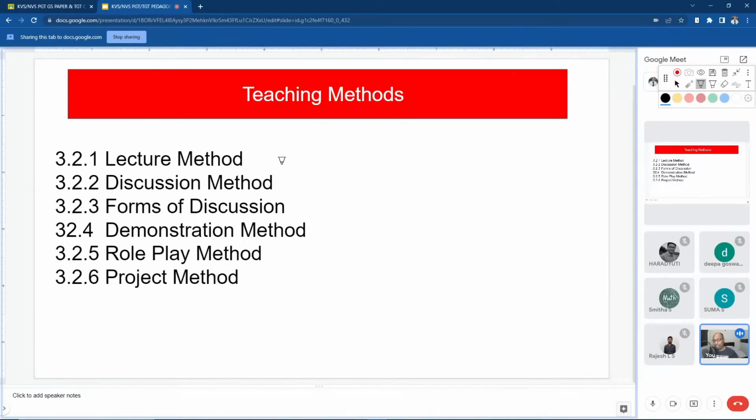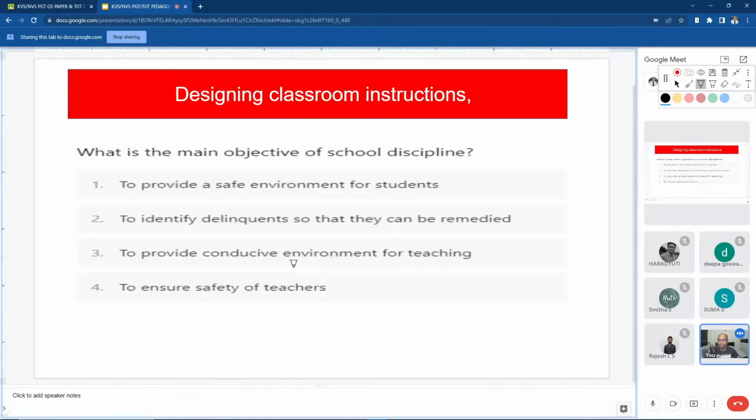Now different types of teaching methods are also there, and that is also one of the factors that affect the teaching learning process. So lecture method, most of us follow the lecture method, discussion method, forms of discussion, demonstration method, role play method, and project method. These are the different types of methods available for teaching.